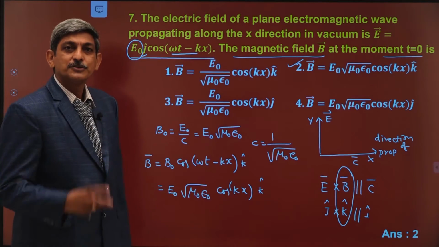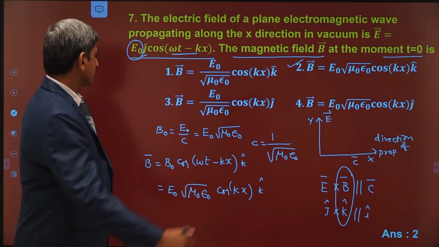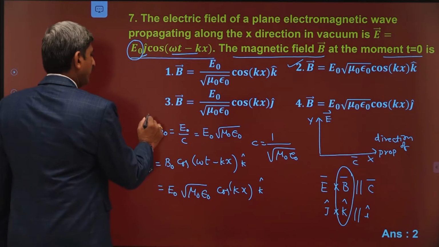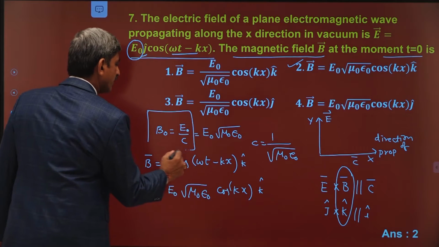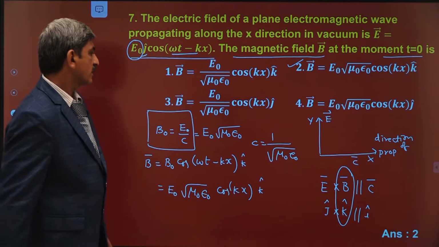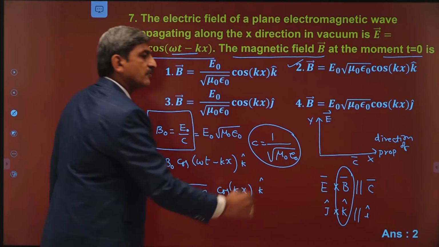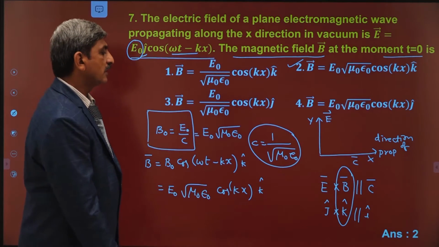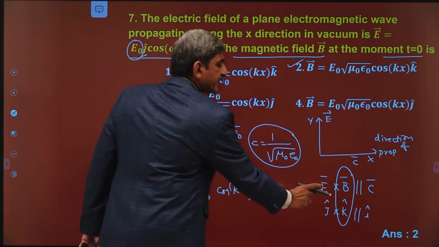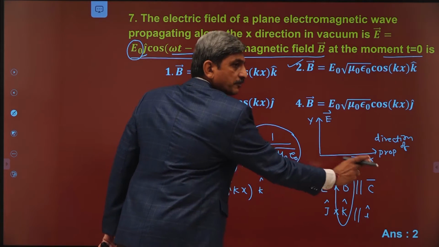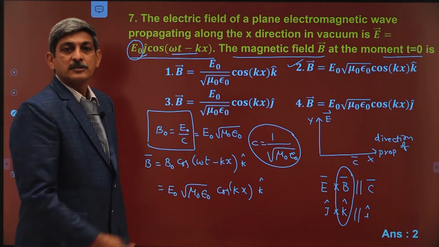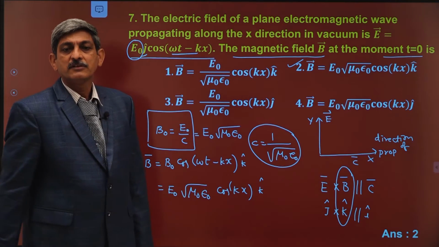So here you have to remember three concepts. One is B naught is equal to E naught by C. The second concept is C is equal to 1 by root of mu naught epsilon naught. The third concept is that the cross product of E bar and B bar must be parallel to the direction of propagation, the velocity vector.